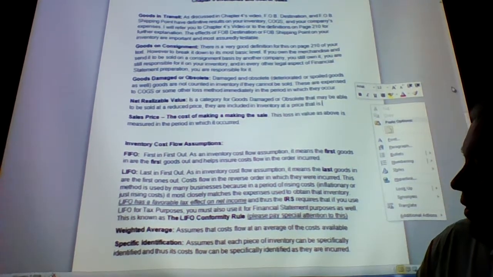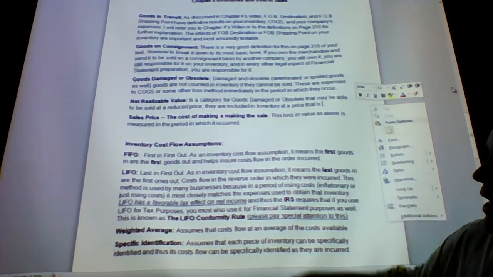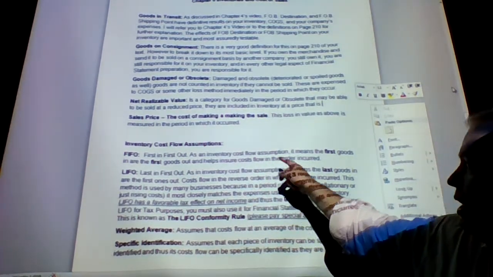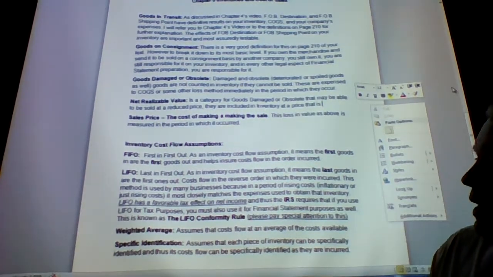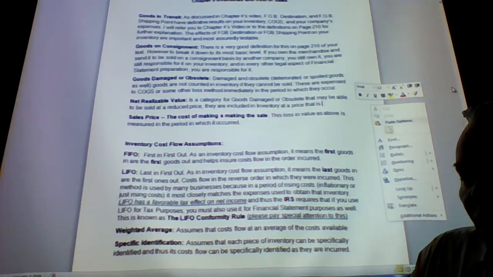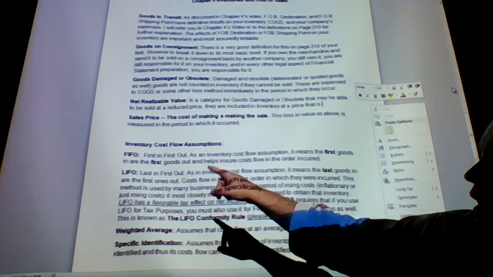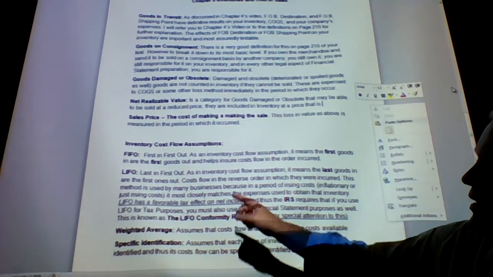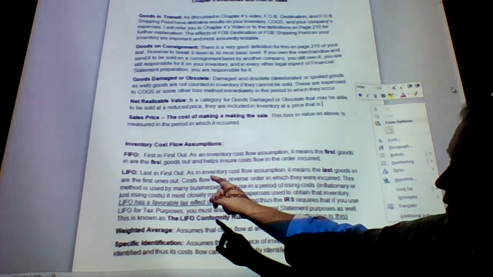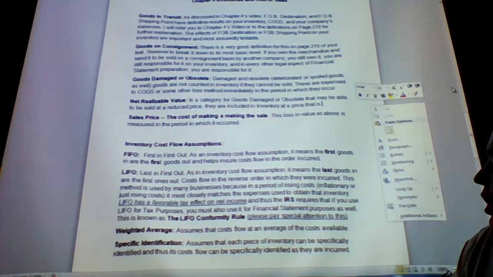FIFO, first in, first out. As an inventory cost flow assumption, it means the first goods in are the first goods out and helps ensure cost flow in the order in which they occurred. LIFO is one that most businesses prefer to use because it does have a tax advantage, but we'll discuss that some more. LIFO is last in, first out. As an inventory cost flow assumption, it means the last goods in are the first ones out. Costs flow in the reverse order in which they were incurred.